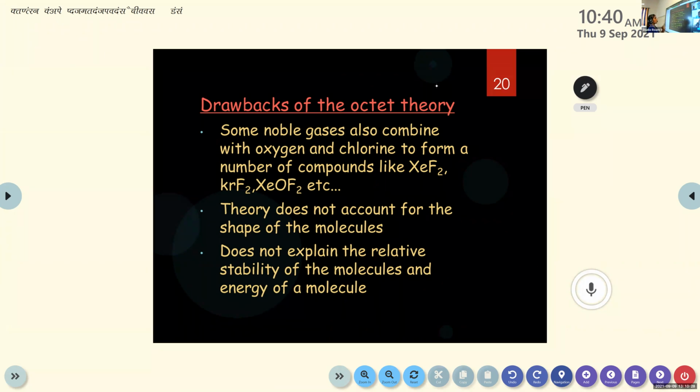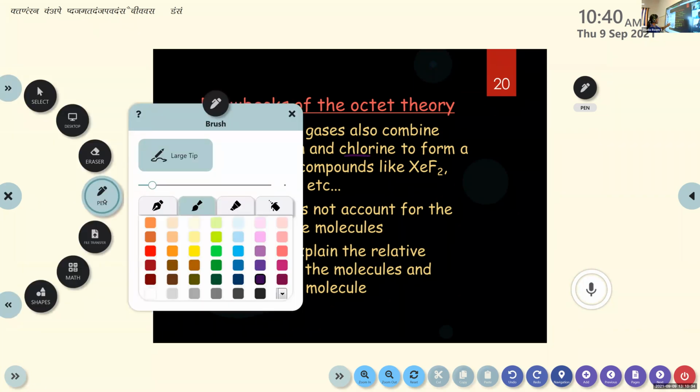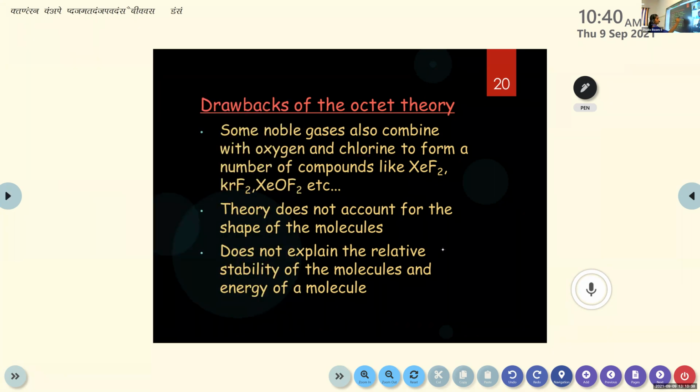Some noble gases also combine with oxygen and fluorine to form a number of compounds like XeF2, xenon fluoride, then krypton fluoride KrF2, XeOF2. Xe is for xenon, that's a noble gas, then Kr is for krypton, another example of a noble gas. So this is another drawback of octet theory. We cannot explain the formation of these compounds of noble gases with this octet theory. Some noble gases combine to form compounds like XeF2, KrF2, XeOF2, etc.